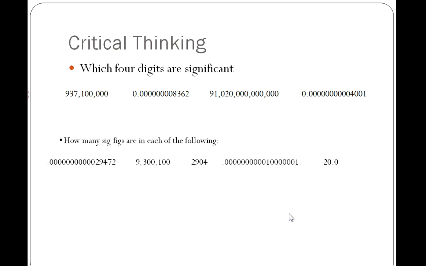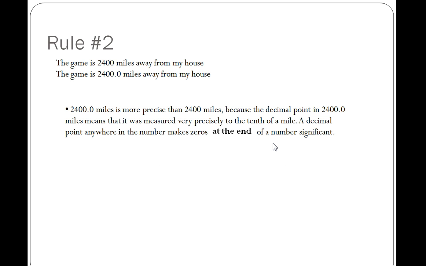Critical thinking. This one has a 9, the 3, the 7, the 1 are the first 4. The next ones are the 8, the 3, the 6, and the 2. The 9, the 1, the 0, and the 2. And the last one's the 4, 0, 0, and 1. And how many sig figs are in each of the following? We have 5, 5, 4, 8, and 3. Notice that right here, there are a bunch of zeros, but because they're between 2 ones, they are significant.